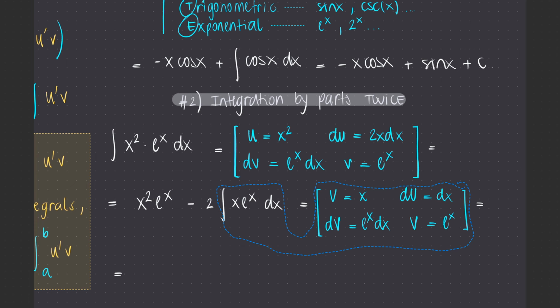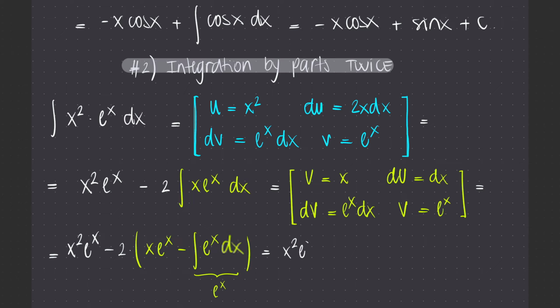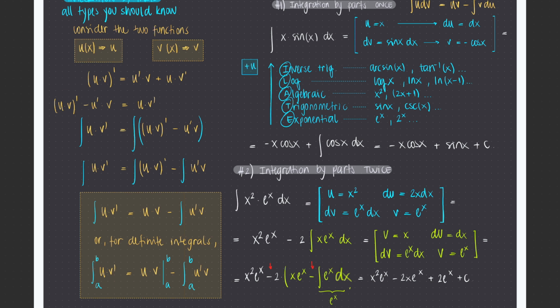Therefore, and let me color code this, we have x squared e to the x minus 2 times capital U, capital V, minus the integral of capital V dU, and given that this is e to the x, we have x squared e to the x minus 2x e to the x, now plus, careful with this sign right here, 2 times e to the x plus c. And that is it. This is the example of integration by parts used twice.